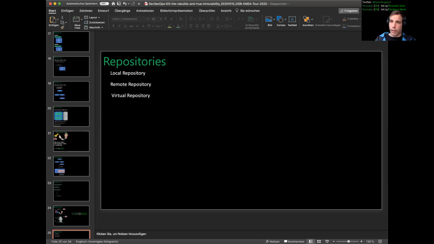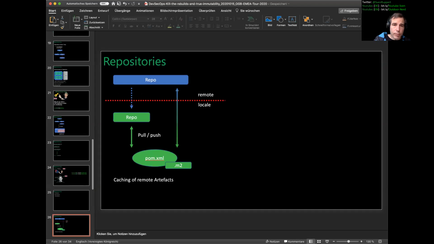I'm just rebuilding myself. This reduces the rebuilds, but there is a way more powerful way if you're looking at the repositories. What we have in common over all repository types is that we have local, remote, and virtual repositories. What does it mean? Mostly people are using repositories inside their CI/CD pipeline in a way that they have it locally on the machine. It could be a developer machine, or the node that is building your stuff.